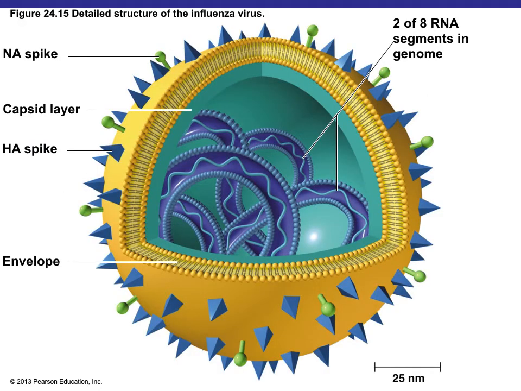So this shows the structure of influenza virus. It has this envelope with two types of proteins on it. That green protein is called the neuraminidase, or NA spike. The blue triangles are called hemagglutinin, or HA spikes. And then we have the capsid, and inside the capsid we have the RNA, which consists of 8 different pieces of RNA, each within its own helical capsid.